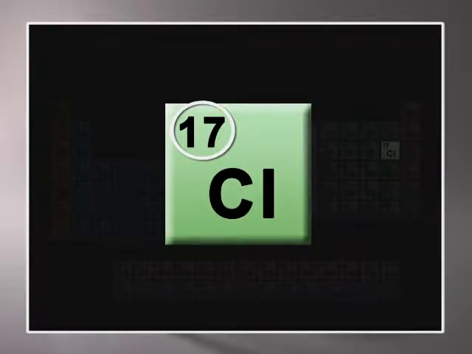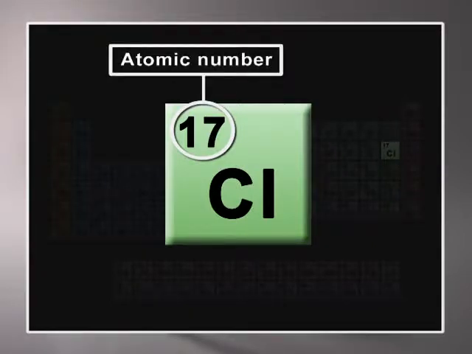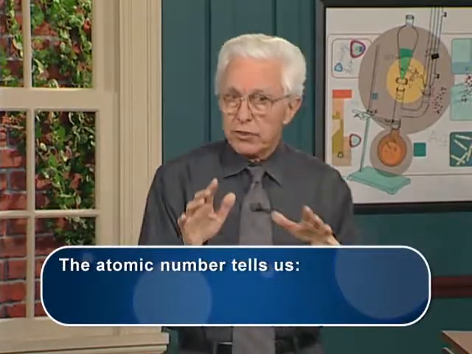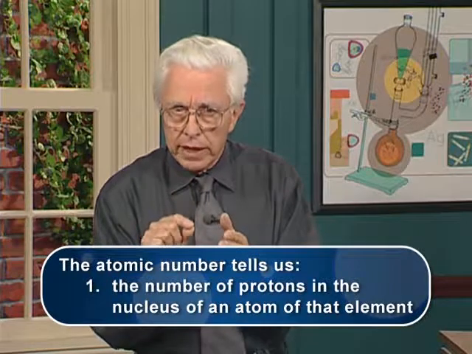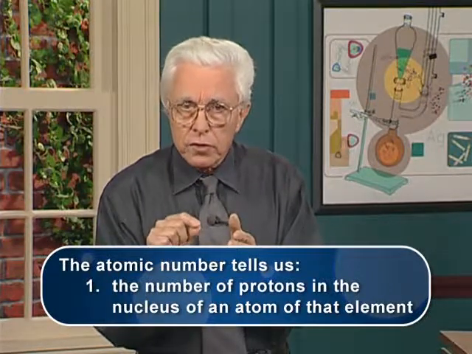These numbers, quite logically, are called atomic numbers, but they really are a lot more than just numbers. They have a very significant meaning. They tell us something very important about whatever element we are talking about. In fact, they tell us two things about an atom of that element. First, the atomic number of an element tells us how many protons are contained in the nucleus of an atom of that element.